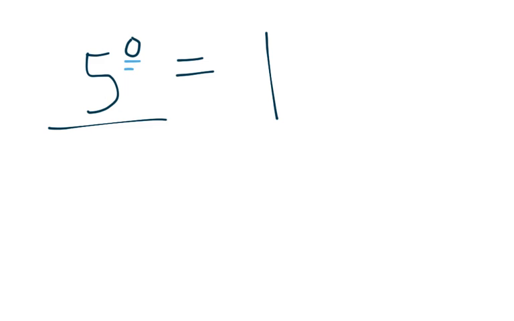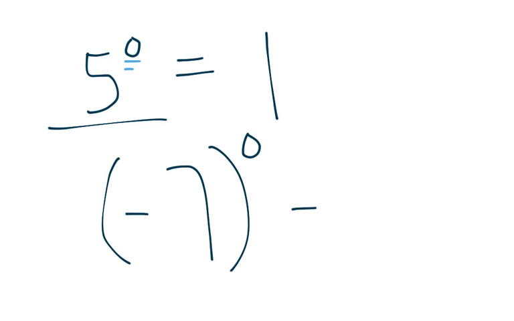So if you look at standards check B, you have negative 7 to the 0 power. It's just going to equal 1. We also are covering negative exponents. So for example, let's look at standards check 1A. We have 3 to the negative 4th.